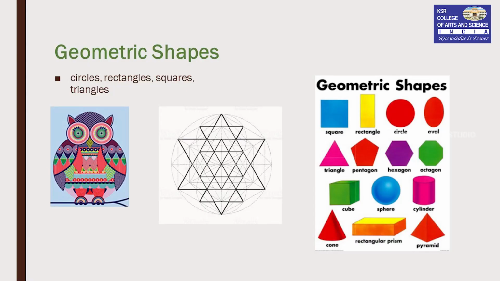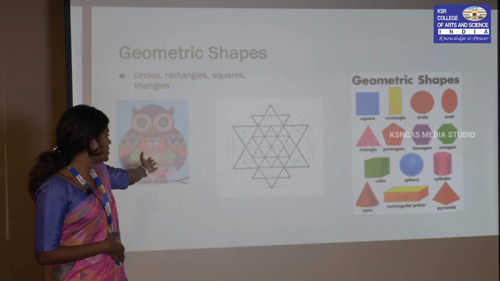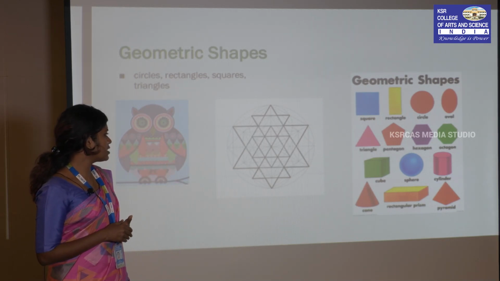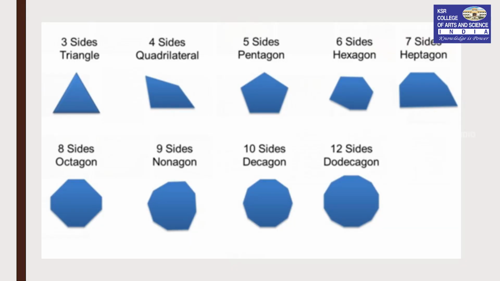Firstly, when we talk about geometric shapes, they are the basic shapes which we commonly know, like circle, rectangle, square or triangle. These are a few examples of designs which have been created using geometrical shapes. These are different types of shapes. When we have 3 sides we call it a triangle. When we have 5 sides we call it a pentagon. When we have 10 sides we call it a decagon, and when we have 12 sides we call it a dodecagon.